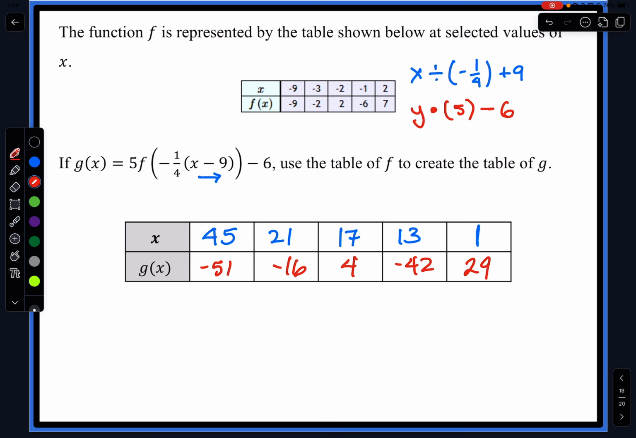So there you have your table for the function g.